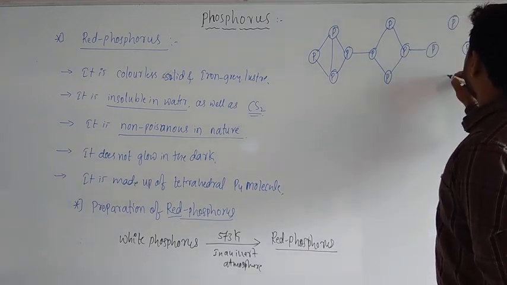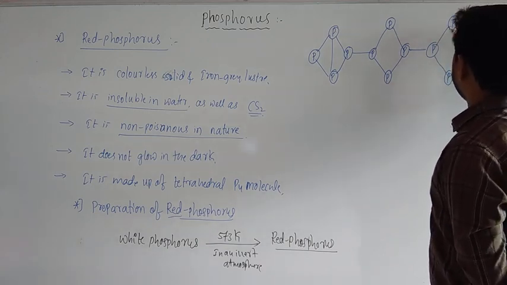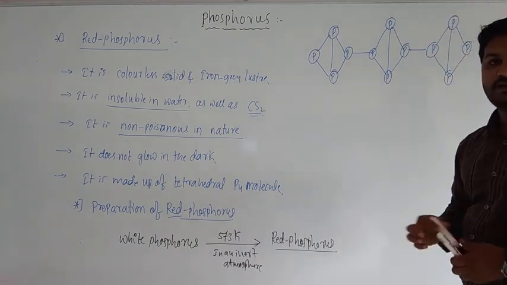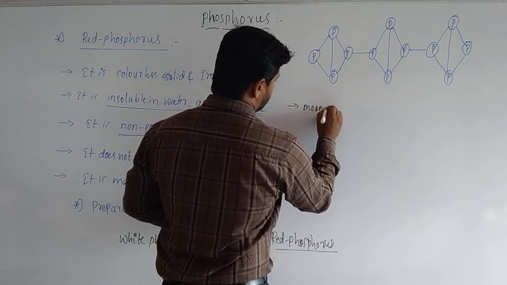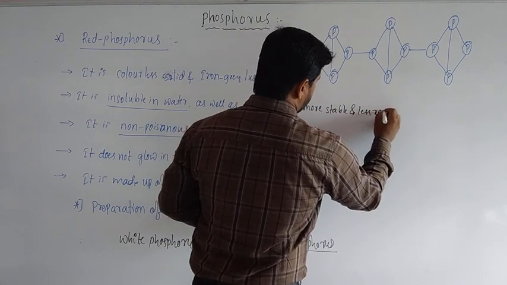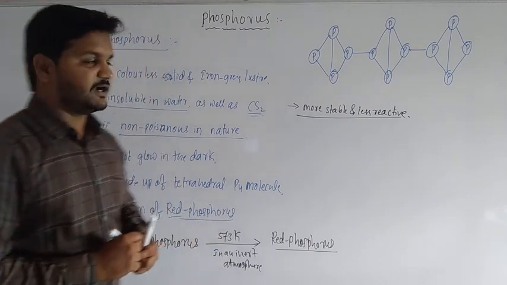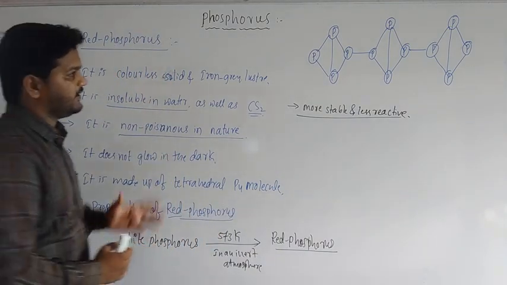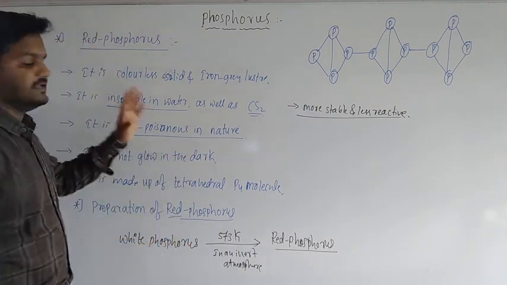And student, it is more stable and less reactive than white phosphorus. This is a more stable and less reactive molecule. It does not catch fire easily, and it reacts with strong oxidizing agents. So this is about red phosphorus and its properties.